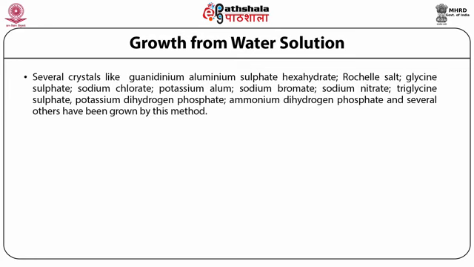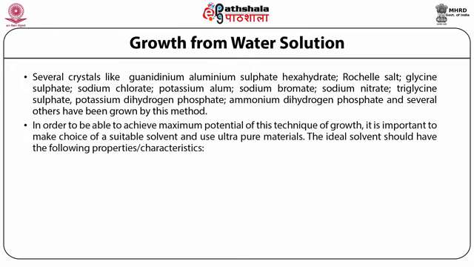Several crystals like gadolinium aluminum sulfate hexahydrate, Rochelle salt, glycine sulfate, sodium chlorate, potassium alum, sodium bromate, sodium nitrate, triglycine sulfate, potassium dihydrogen phosphate, ammonium dihydrogen phosphate, and several others have been grown by this method. In order to achieve the maximum potential of this technique of growth, it is important to make a choice of a suitable solvent and use ultra-pure materials.